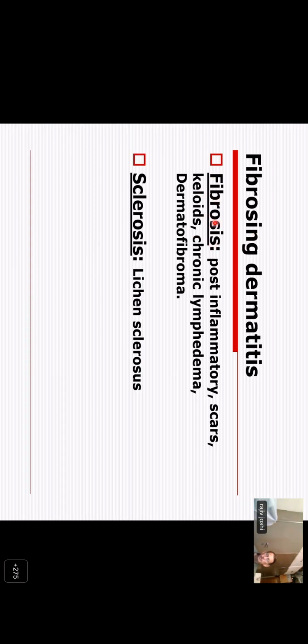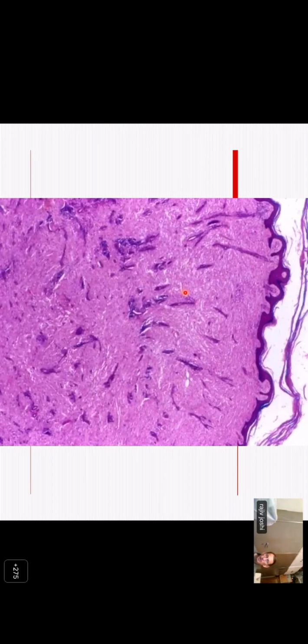So you need to know the difference between fibrosis and sclerosis, because sclerosis is typically seen in morphea and lichen sclerosus, whereas fibrosis would be seen in scars, keloids, chronic lymphedema, and dermatofibroma. So this is fibrosis with a little bit of lymphedema. You have thickened dermal collagen, and through that you see a lot of these blood vessels which go vertically upwards. So this is typical for a scar, and the pale nature of this suggests that this is because of lymphedema.